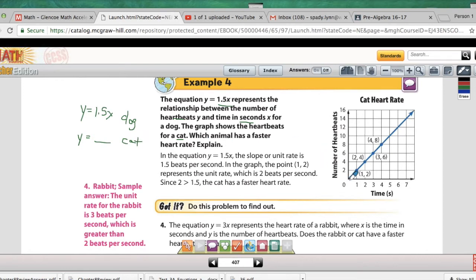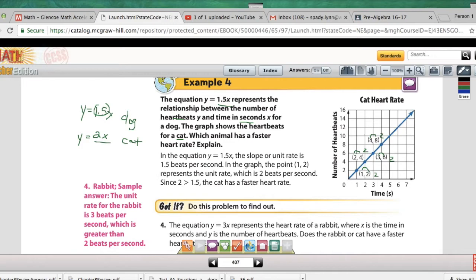Okay, so let's take a look here. 2 divided by 1 is 2. 4 divided by 2 is 2, 8 divided by 4 is 2, and 6 divided by 3 is 2. So the constant of variation there is 2, so 2x. And so 2 is faster than 1.5, so the cat has the faster heart rate.